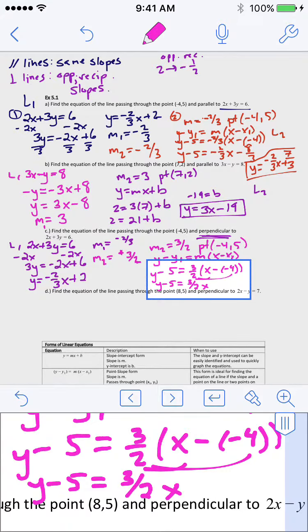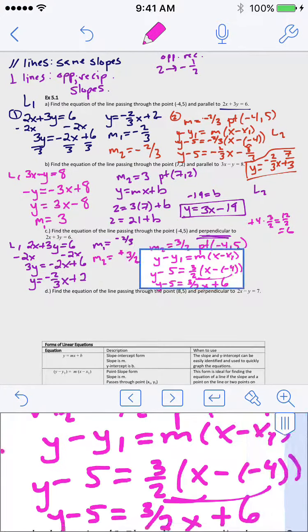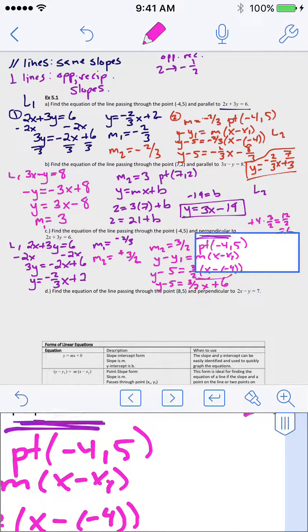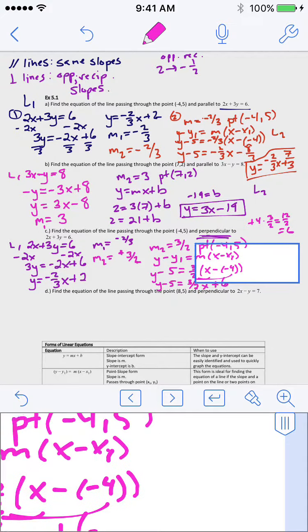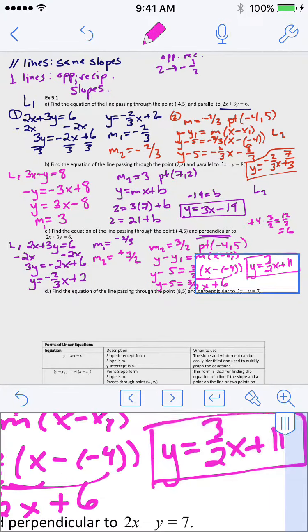Let's see. That would be a positive 4 times that would be 12 divided by 2 would be plus 6. In case you didn't catch that, positive 4 times 3/2 would be 12/2 or 6. Right, so that's what I did right here. Alrighty, and then I just have to add 5 to both sides. I end up with the line y equals 3/2 x plus 11. And there is my line.